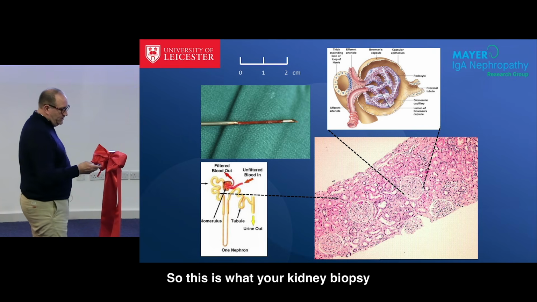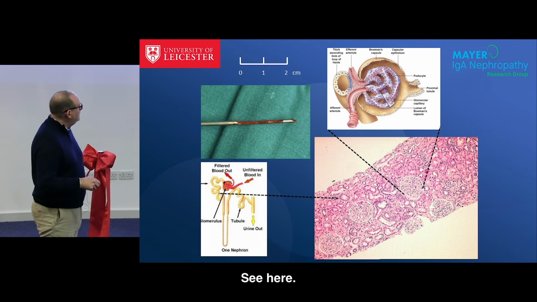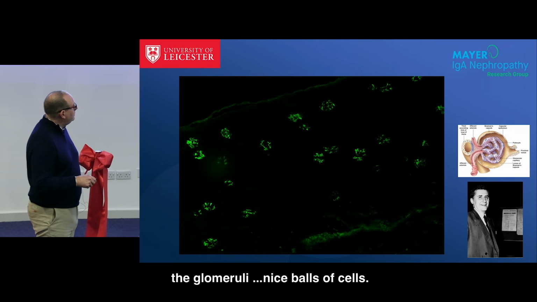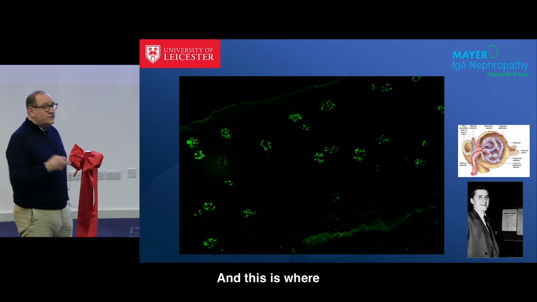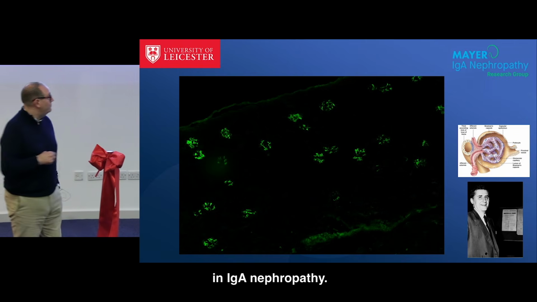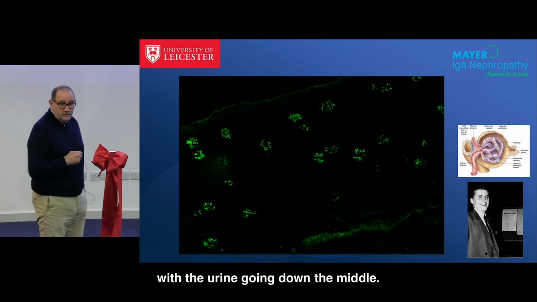So this is what your kidney biopsy will have looked like under the microscope. See here, those are the filters, the glomeruli, nice balls of cells. You can see here, 1, 2, 3, a bit of one there and one there. And this is where all the mischief is happening in IgA nephropathy. And these other structures are those tubules. You can imagine cutting them across, you've just got a nice round circle with the urine going down the middle.